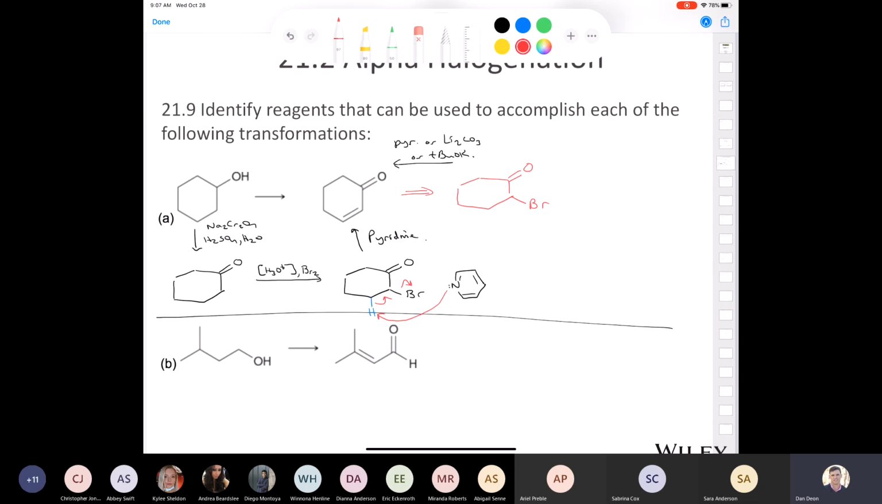And we'll do our elimination like that. And that gives us our alpha beta unsaturated ketone. There you have it, folks. Let's try the next one.